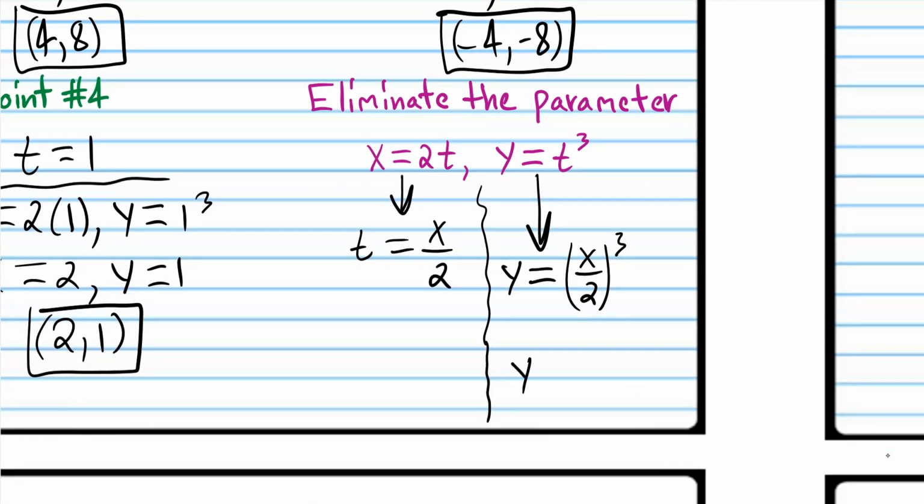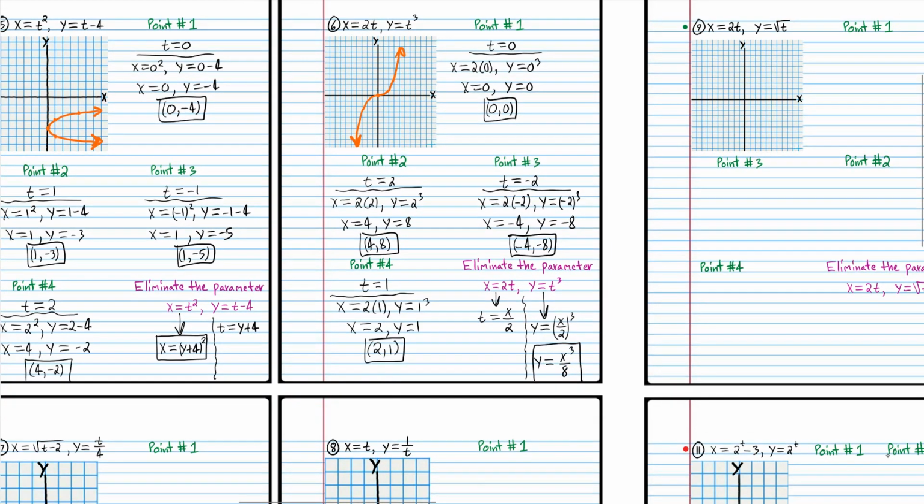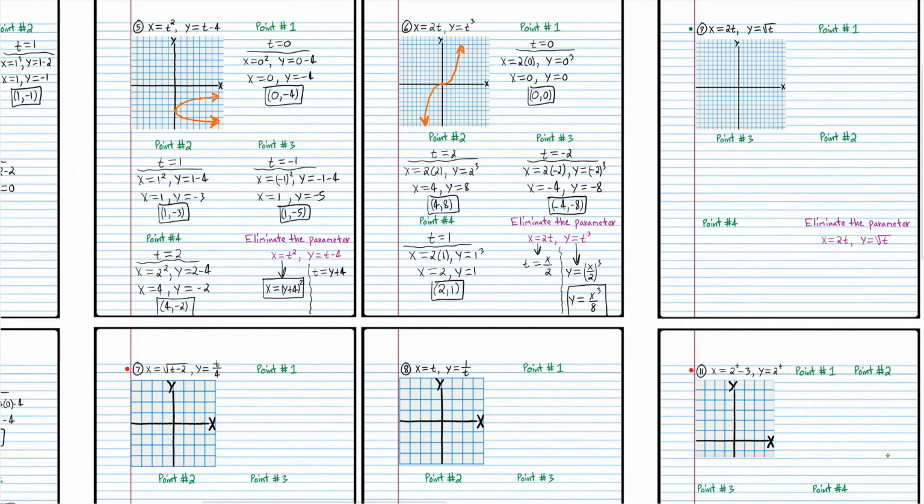You can simplify it a little bit if you want. You don't really have to, but we eliminated the parameter. There is no t value. So this yellow equation down here describes this graph completely. So if you got that right, excellent.